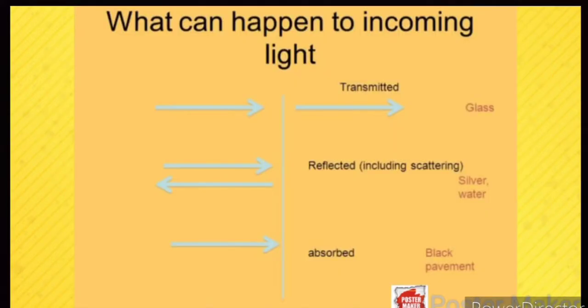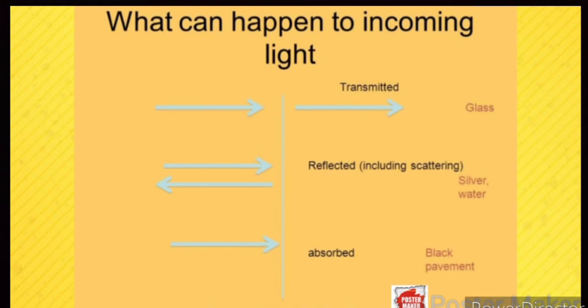Now we see what happens when the light is coming. There are three things that can happen, and depending on this we have different kinds of objects. The light can be transmitted, the light can be reflected, and the light can be absorbed. Or any partial combination of these things can happen. If it is transmitted, the example is glass. If it is reflected, the example is silver and water. And if it is absorbed, the example is black pavement. So depending on this, we have different kinds of objects.